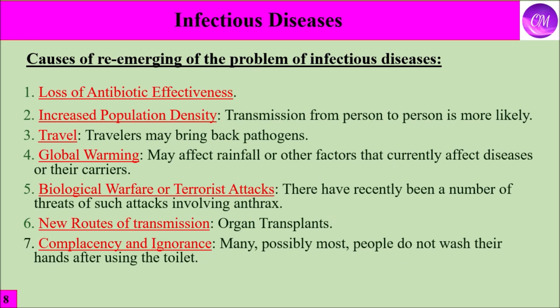Causes of the re-emerging problem of infectious diseases. First, loss of antibiotic effectiveness. Second, increased population density. Third, travel, as travelers may bring back pathogens. Fourth, global warming. Fifth, biological warfare or terrorist attacks. Sixth, new routes of transmission, such as organ transplants, and complacency and ignorance. Many, possibly most, people do not wash their hands after using the toilet.